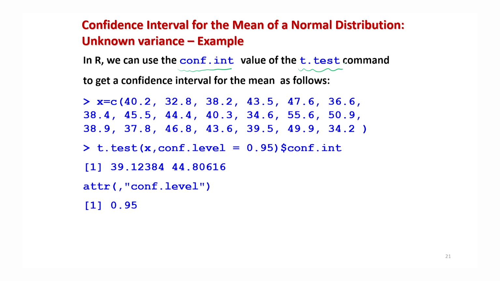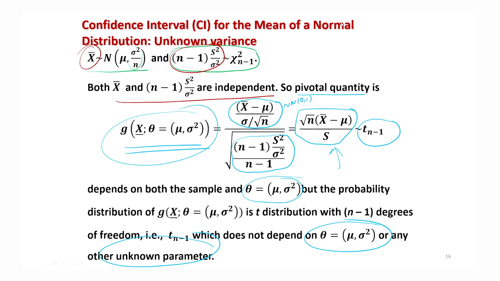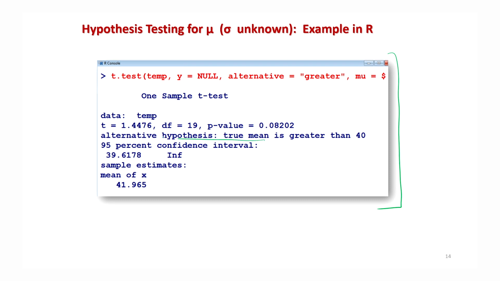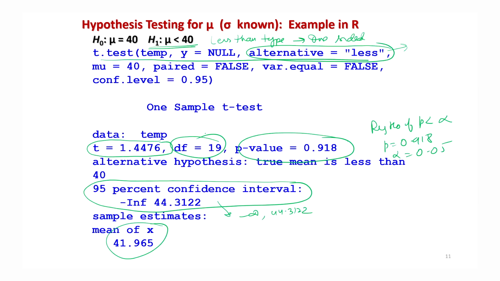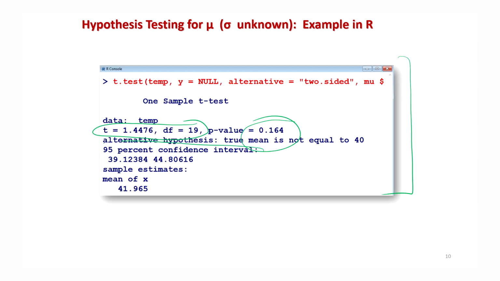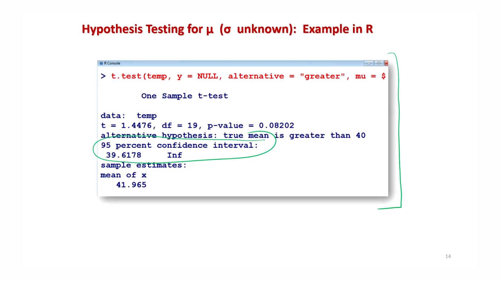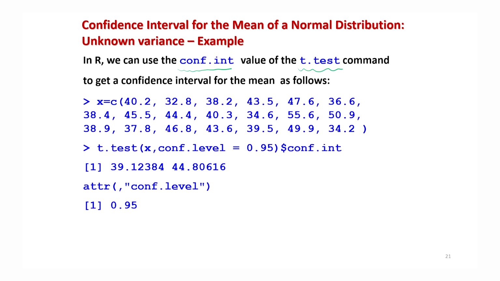Although you have seen in this outcome, this part gives you the 95% confidence interval, right? But if I want to find this confidence interval separately, that means only the confidence interval, then how are we going to do it? That is what I'm trying to show you. Otherwise, in the earlier command t.test, you can also get this confidence interval.